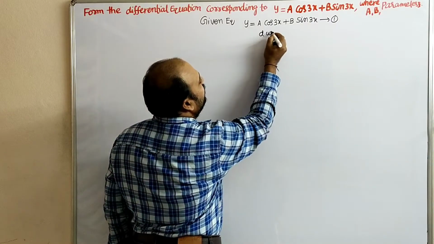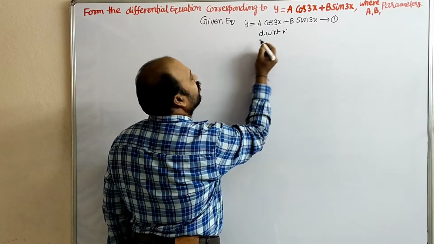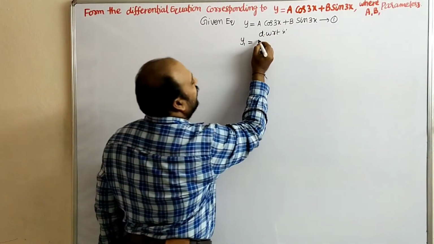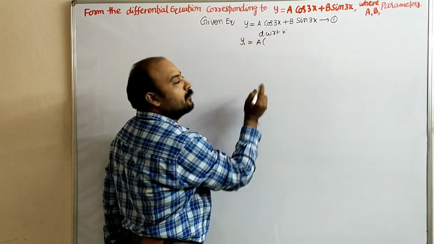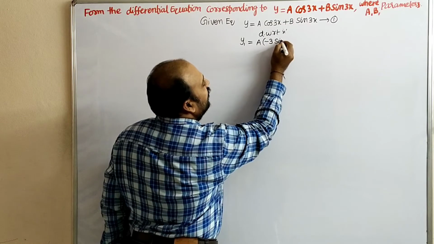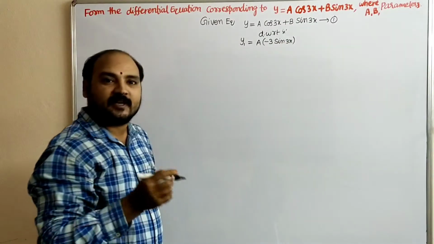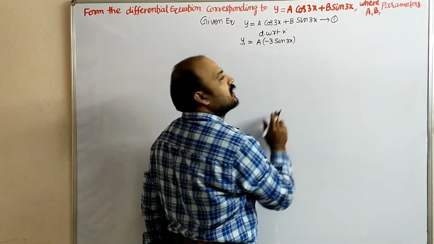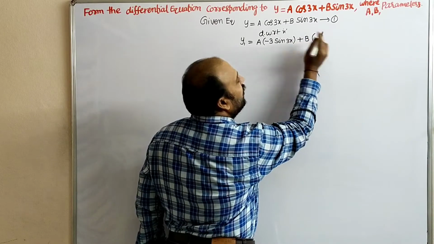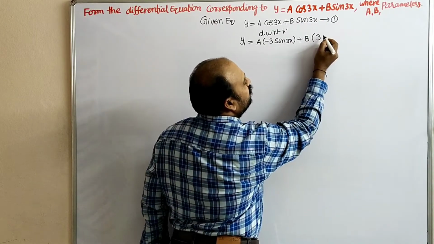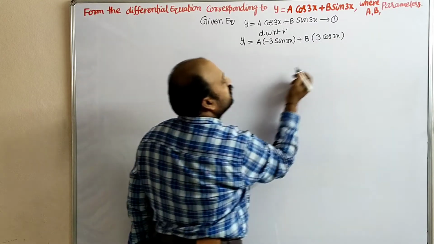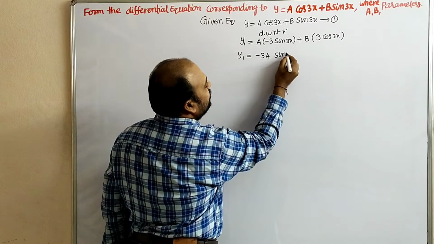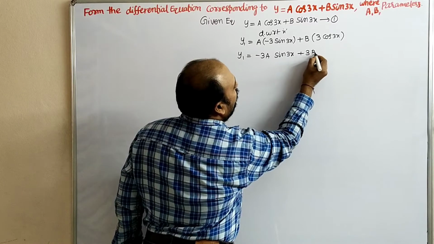So differentiate with respect to x. Y derivative is y1, like this also we can write, not every time dy by dx. Capital A is constant, d by dx of cos 3x is minus sin 3x, and again for 3x you have to differentiate, 3. That is the reason minus 3 sin 3x. Plus b into d by dx of sin 3x, 3 into cos 3x. So it becomes y1 equal to minus 3a into sin 3x plus 3b into cos 3x.